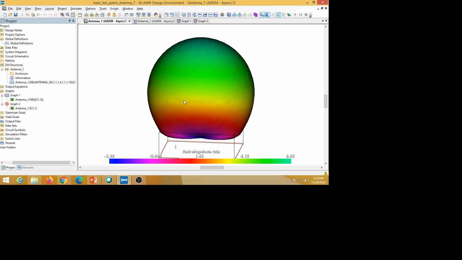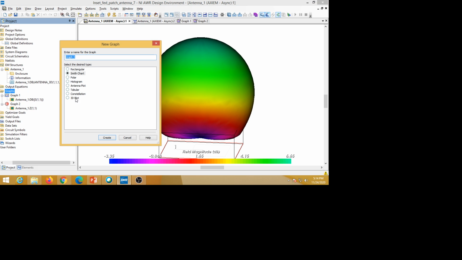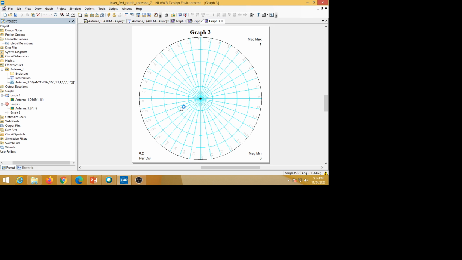So now we will see how to take a cross section in the vertical plane. To do that you should add the graph. You go to graph, new graph. Here you should take antenna plot. Click create, so this plot will come. So now, this is a graph here. You should add your measurement to graph 3, add measurement.